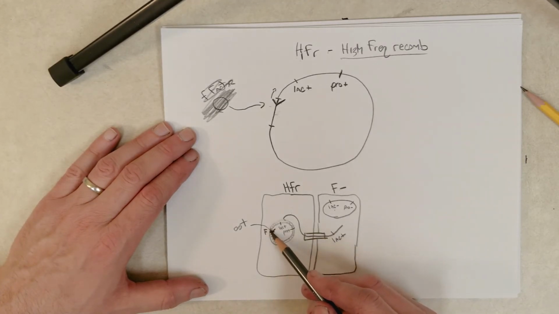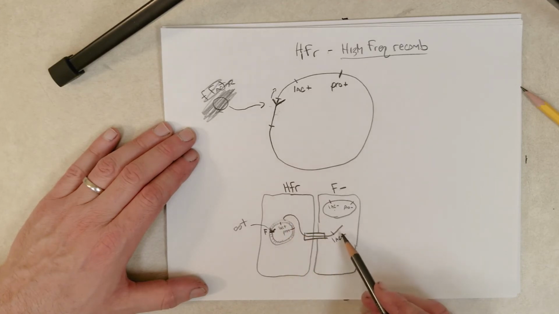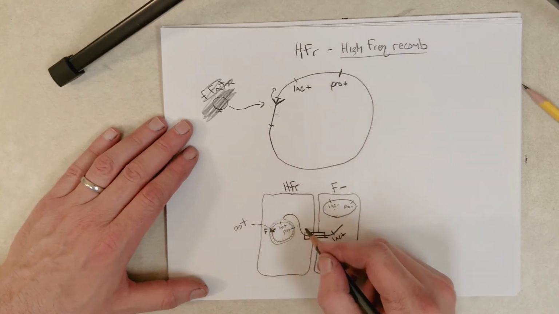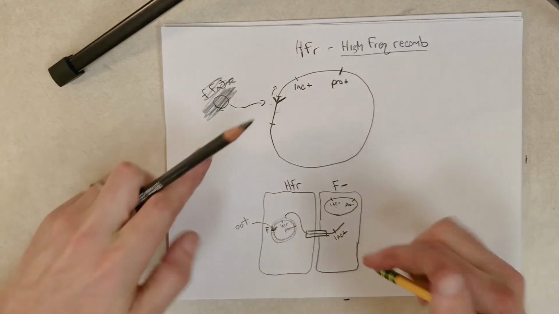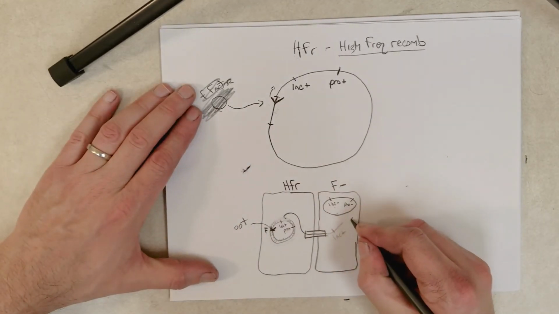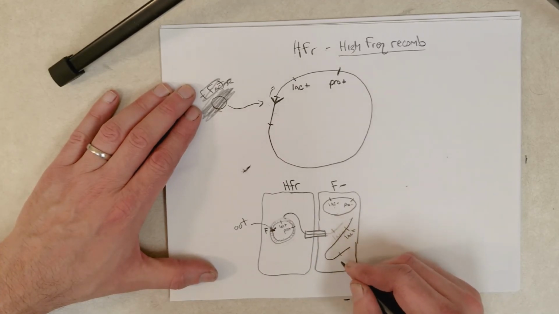But no, because of the orientation, the oriT is pointed this way. We're always unwinding in the clockwise direction, and lac plus is always going to enter the F- cell first, relative to pro plus. So eventually, pro plus will get in there too. So we'll have a long piece of DNA in here with lac plus and pro plus.